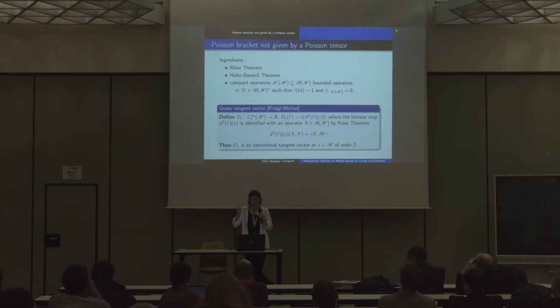And we will use it to define a tangent vector to a Hilbert space, which is not the derivative of a curve on the Hilbert space. The construction is like this. You take this functional L, and you make it act on the second derivative of a function.